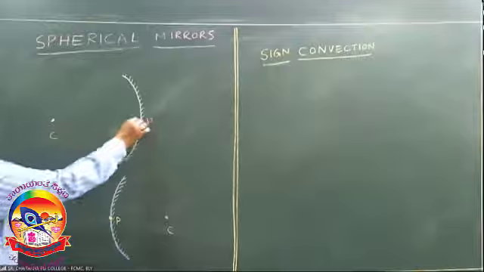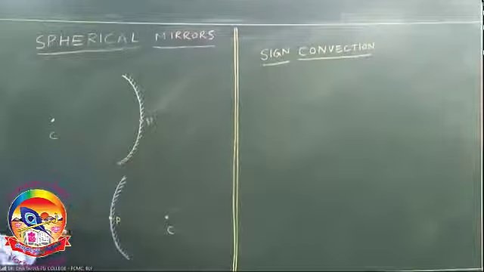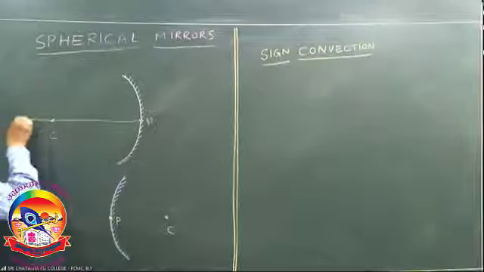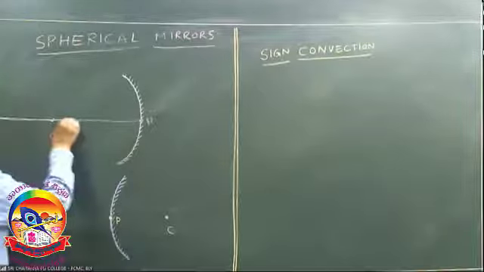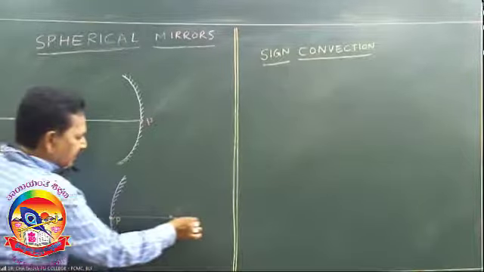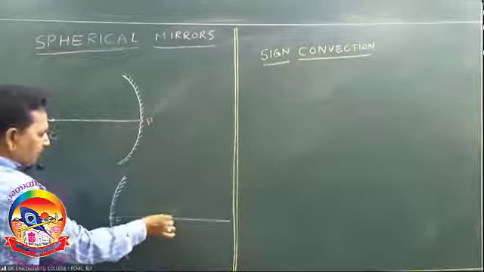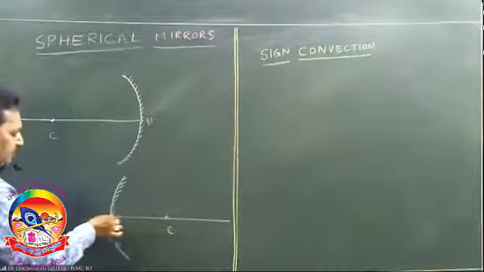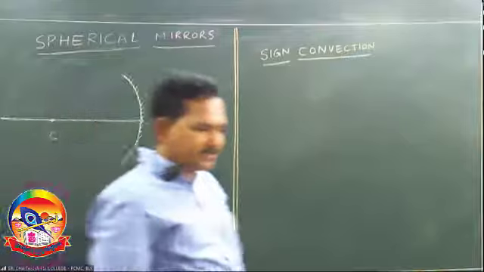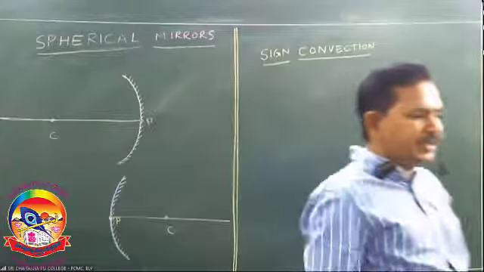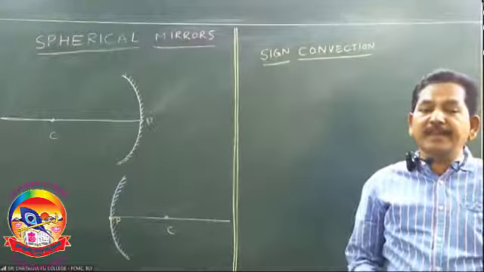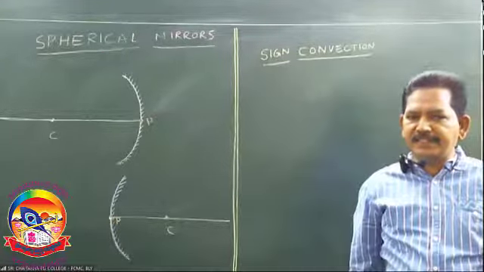The line joining the pole and the center of curvature is the principal axis. Here also, the line joining the pole of the mirror and the center of curvature is the principal axis. From where to where can we take the principal axis? We can take the principal axis from minus infinity to plus infinity.